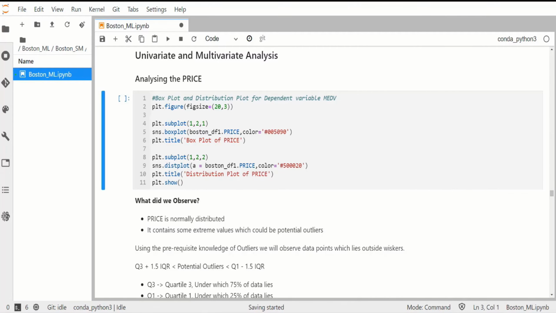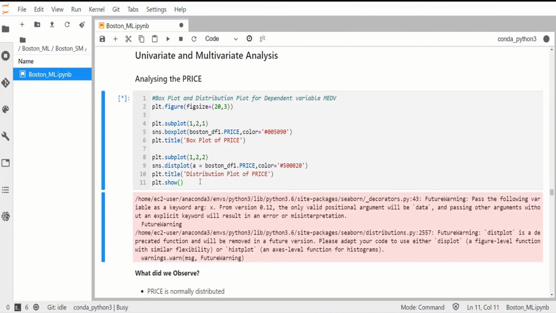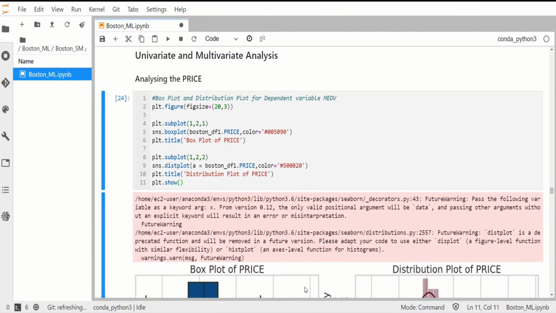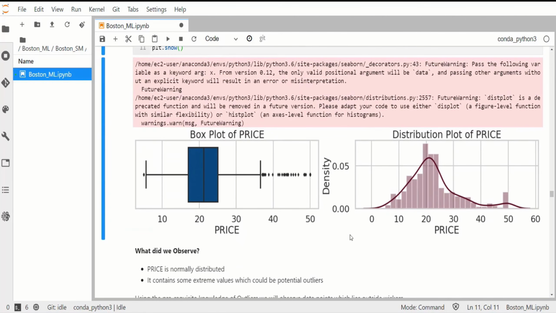Let's begin with analyzing the price at first. So over here, when we run this cell, it will provide us the box plot and the distribution plot for the price target value. And here it is. Here we have the two graphs. This shows the price is normally distributed. There are some outliers as the extreme values.